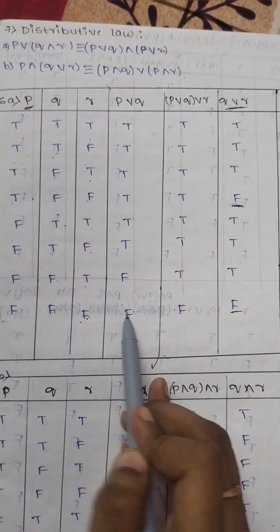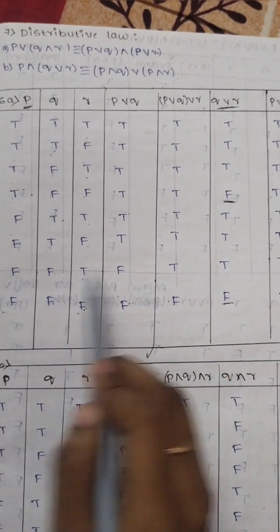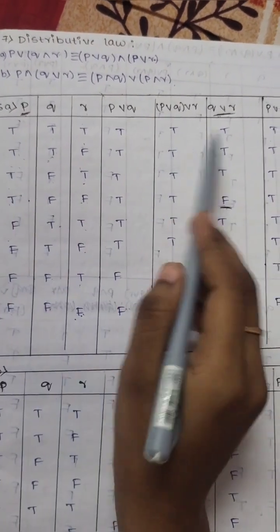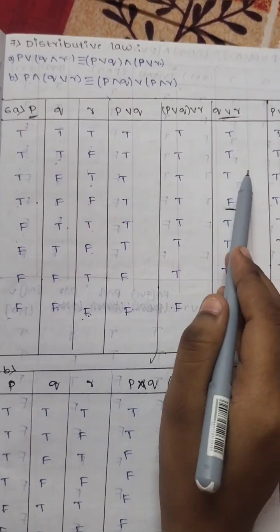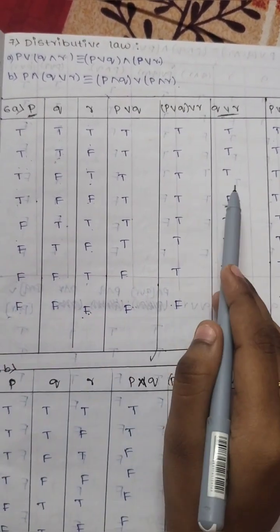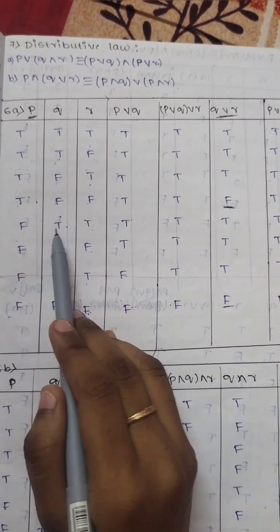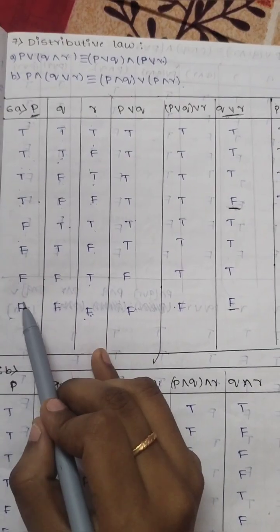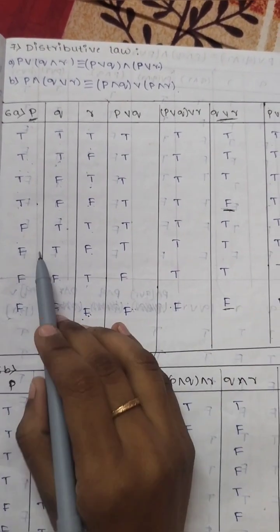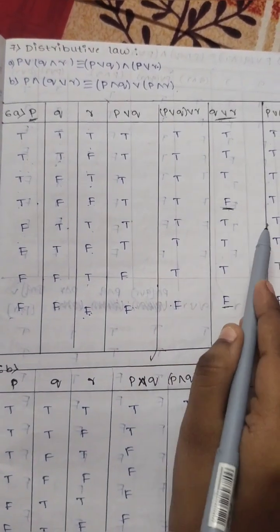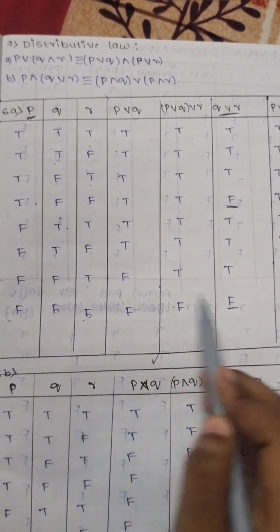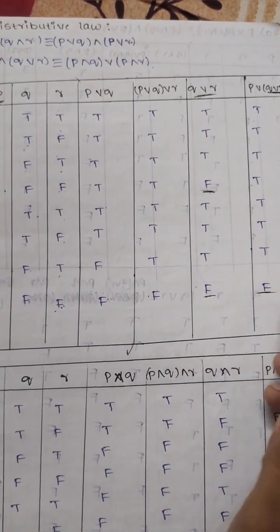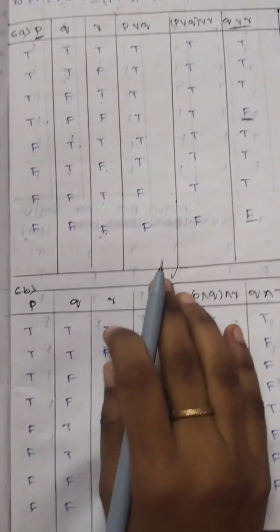When false is false, then only it will be false, remaining all are true. Okay, true means true. Again true, false, true only, because condition is false means false, remaining all are true. Again false, true, false, true, false, true, false, false. Okay, we solved this first one.